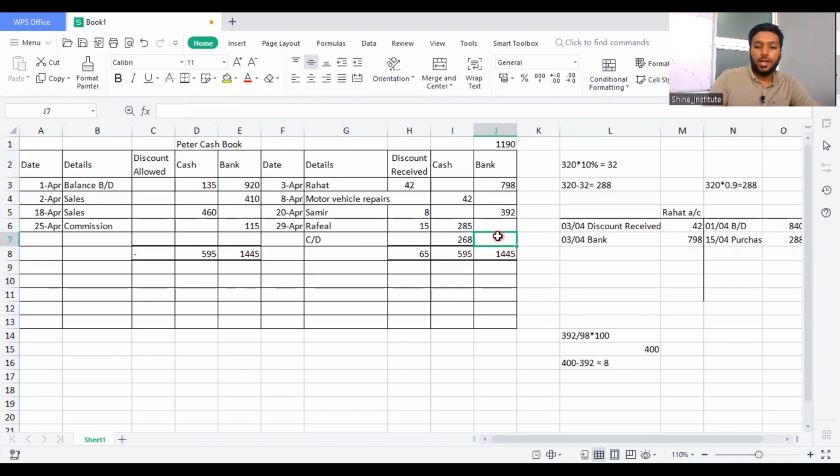How can I do that? I take 1445 minus the credit complete balance 1190. So I'm getting a balance of 255. I should also represent what's the balance on the month beginning of the next month.